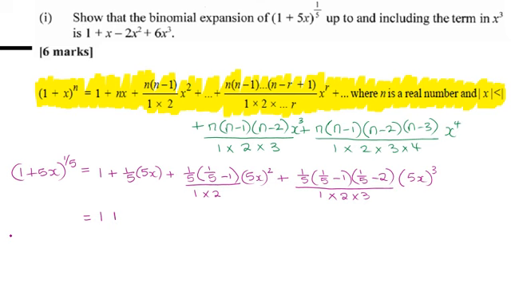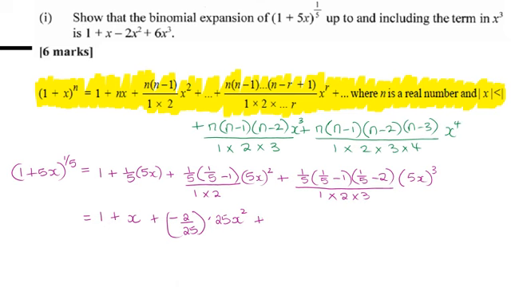This is going to be 1 plus 1x plus, so this is 1/5 times 1/5 minus 1, divided by 2, because 1 times 2 is 2, and that gives me negative 2 over 25 times this (5x) all squared, which is going to give me 25x squared.